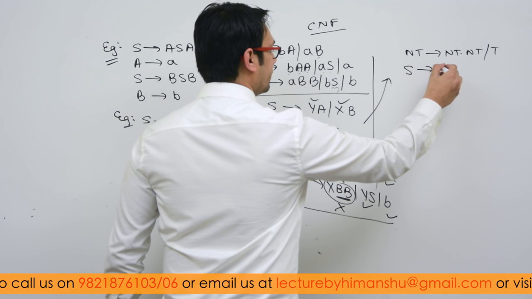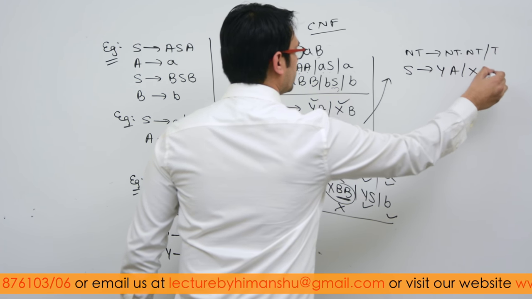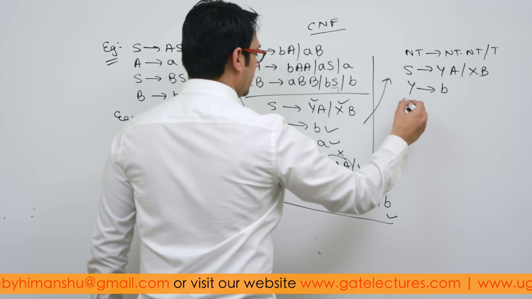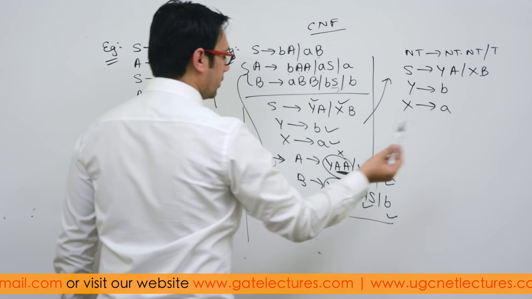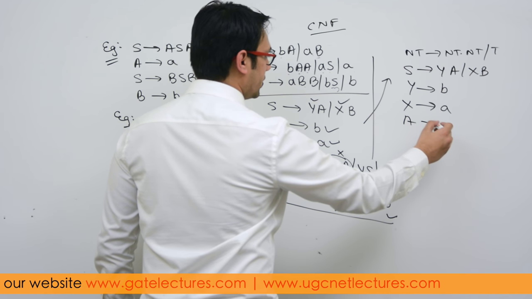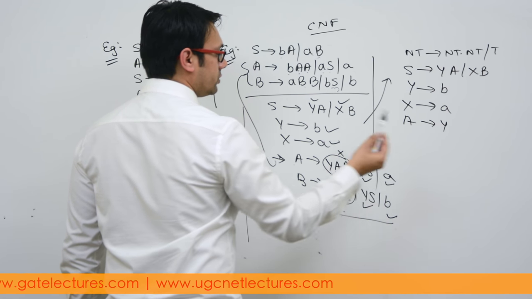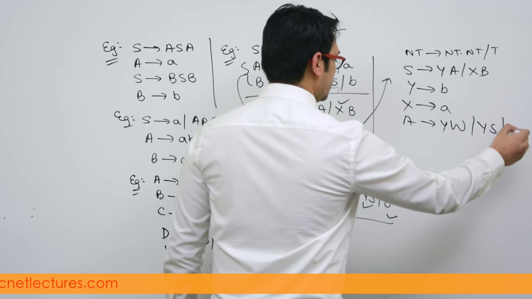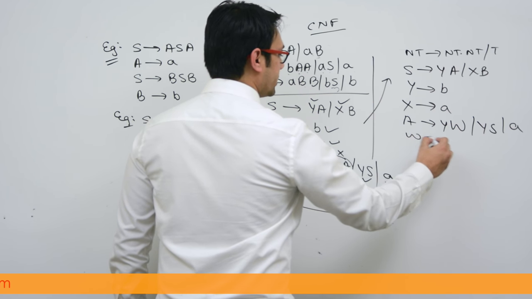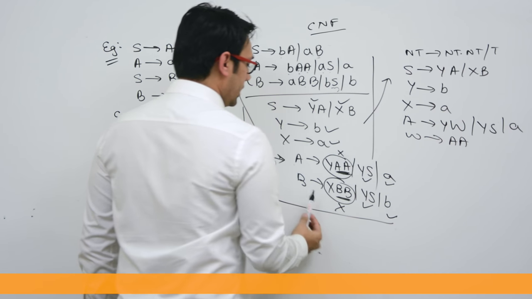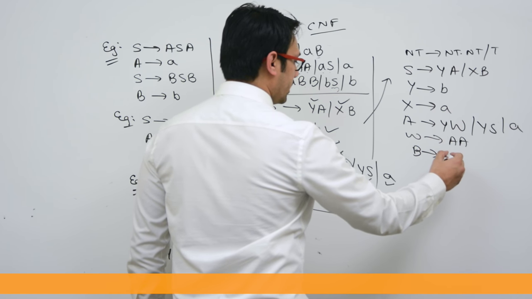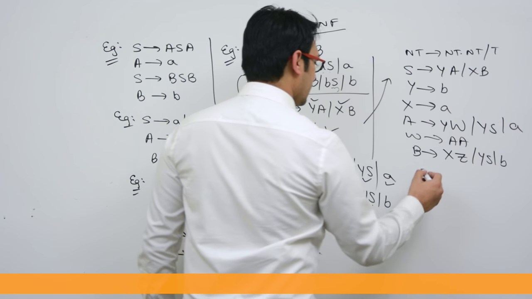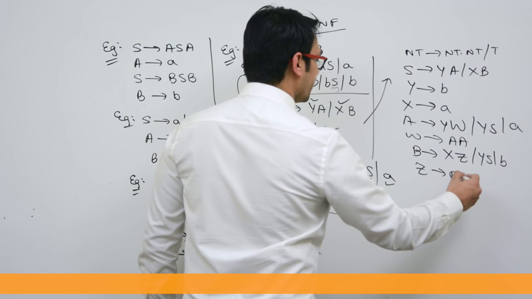S can derive Y A or X B. There's no problem. These are in Chomsky normal form. Y can generate b. X can generate a. No problem. Here, A can generate Y. For this A, I'm introducing one more variable W. And this is Y S. This is a. And this W is actually generating two A's. In the same way, we have B can generate X Z, Y S, or b, and this Z is generating B B.